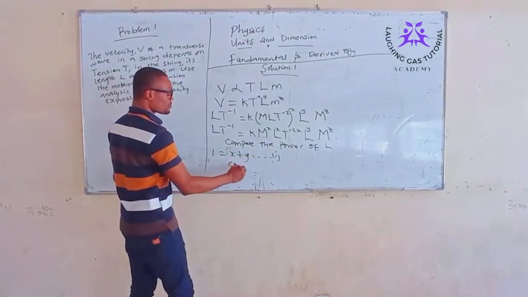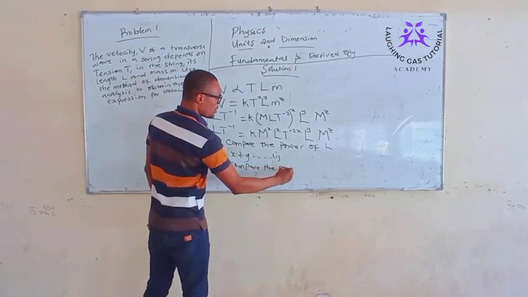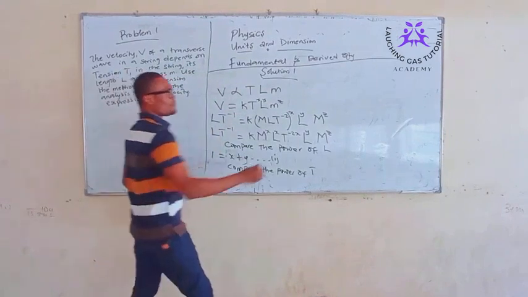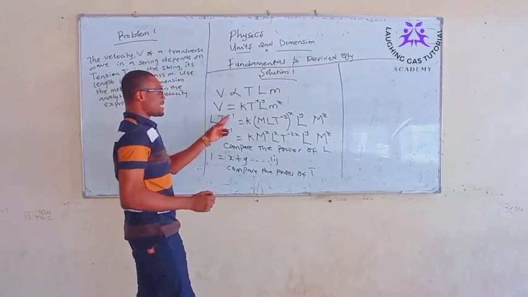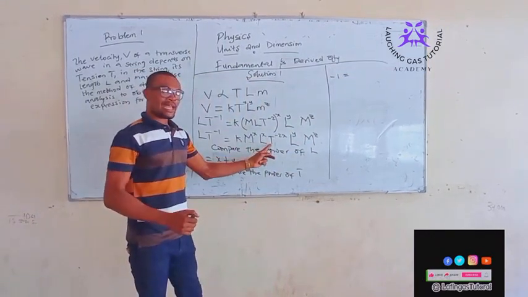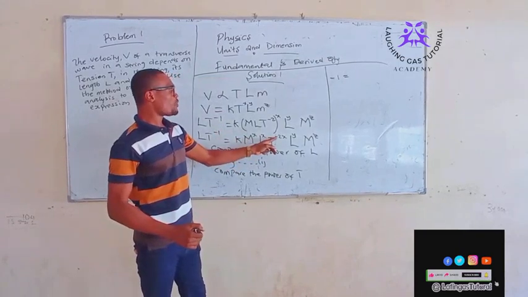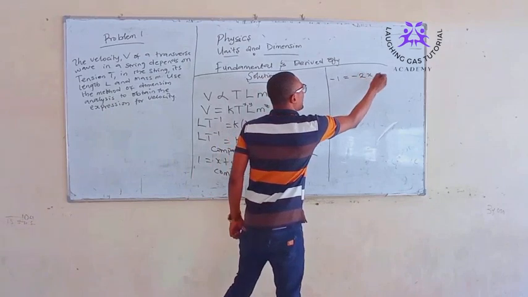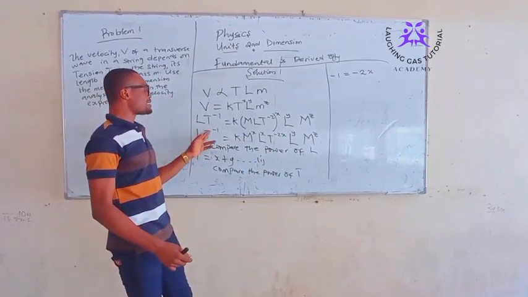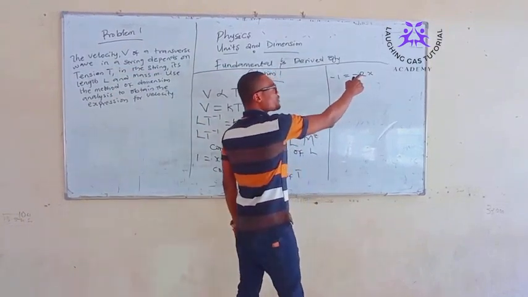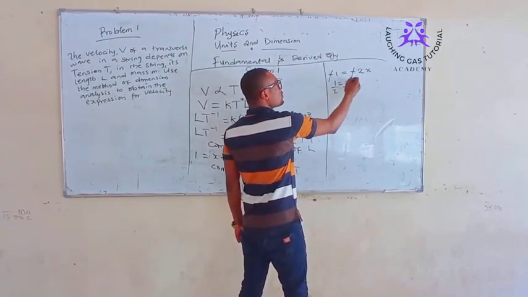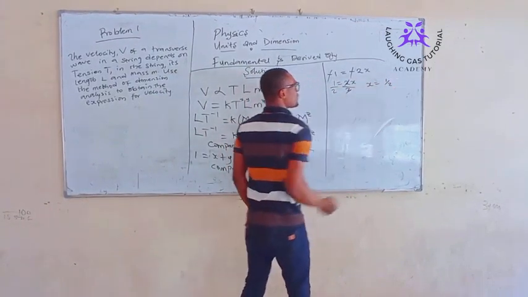So I'm now going to compare the power of T, because T is the next alphabet there. T on the left is raised to the power of negative 1. So negative 1 is equal to the power of T on the right, which is minus 2X. Automatically I'm going to make X the subject of the formula. Minus sign cancels minus sign. I have 1 equal to 2X. If I make X the subject, I divide through by 2, and I'm left with X equal to 1 over 2, or half.